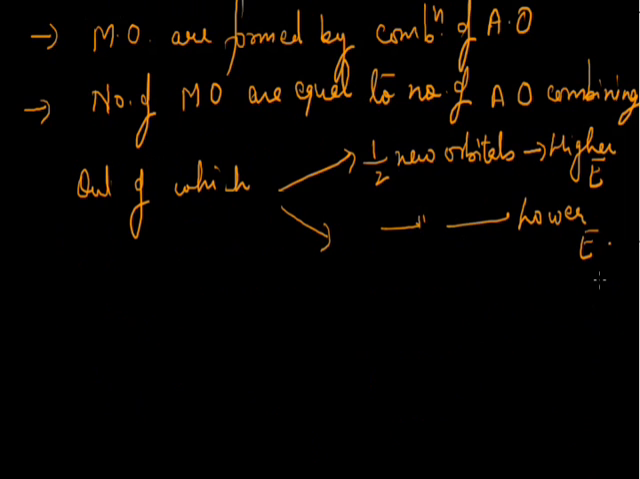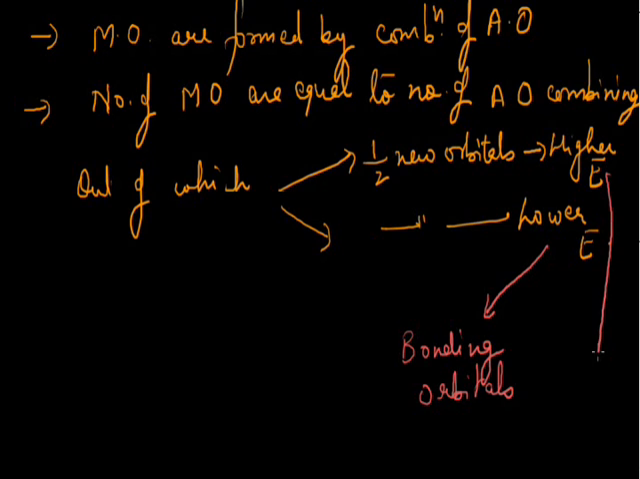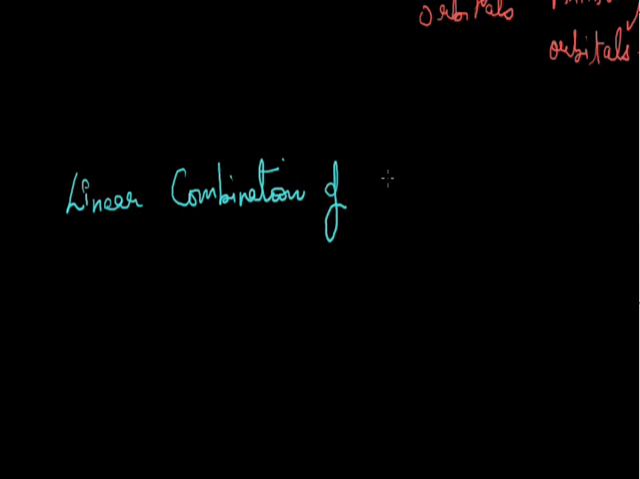The orbitals which have lower energy are termed bonding orbitals, and those which have higher energy are termed anti-bonding orbitals. Now, before understanding this theory more, let us have a look at the concept of LCAO, that is linear combination of atomic orbitals.